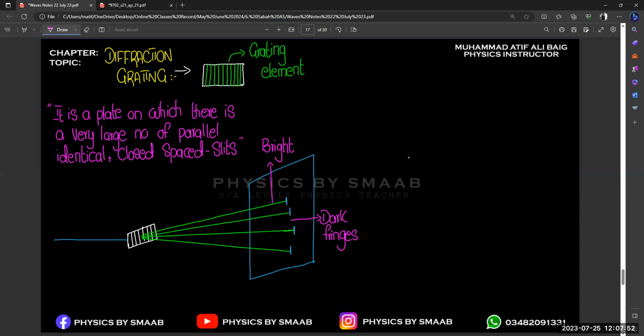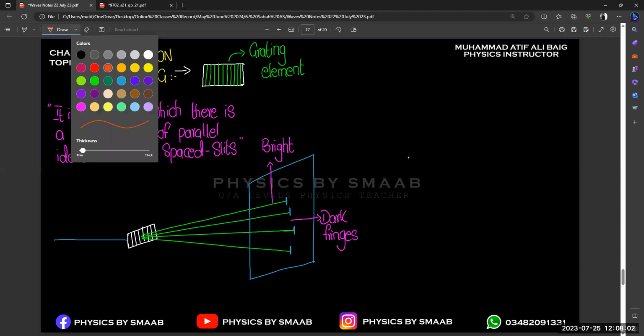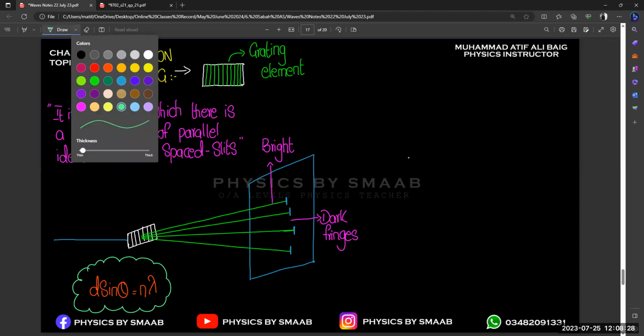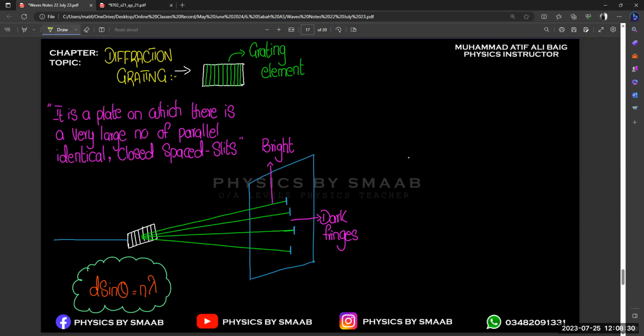Now if we want to find the unknown quantities, let's suppose the angle, the order, and the wavelength, the formula for diffraction grating is d sine theta equals n lambda. This is the formula for diffraction grating. Theta is the angle, n is the order, just like in Young's double slit experiment, order number 1, 2, or 3, and lambda represents the wavelength of the light. We are using monochromatic light over here.